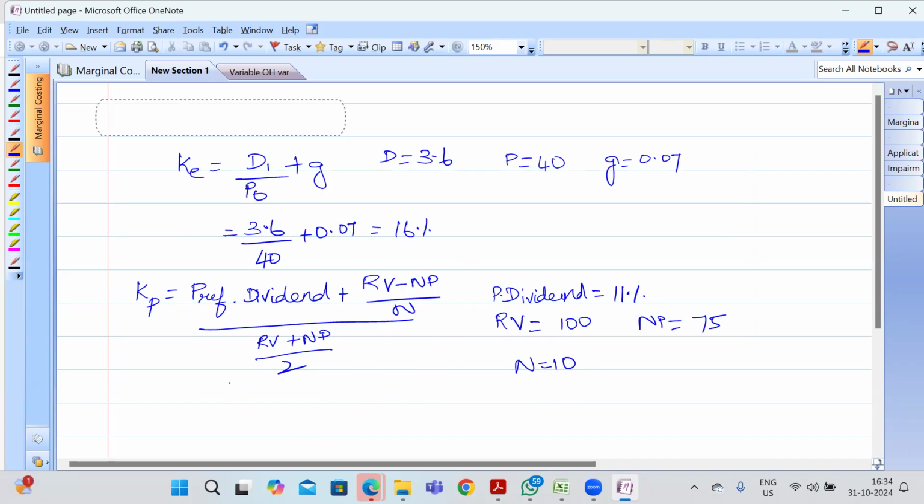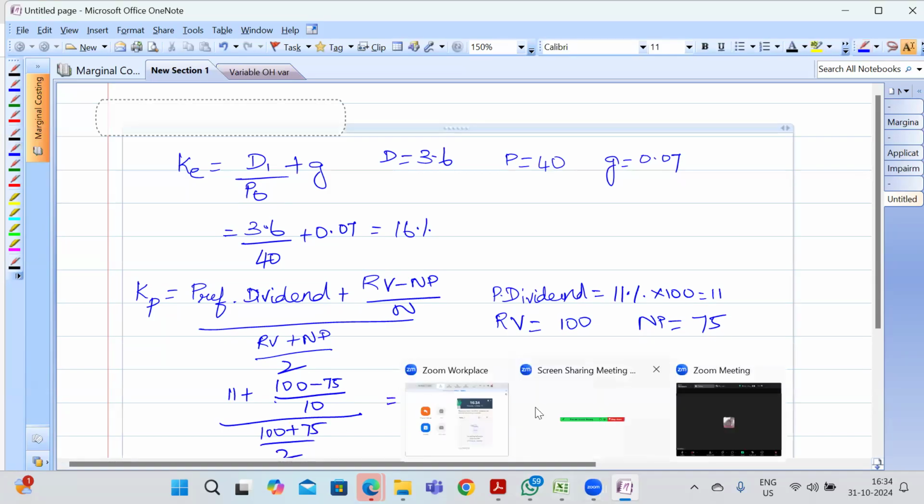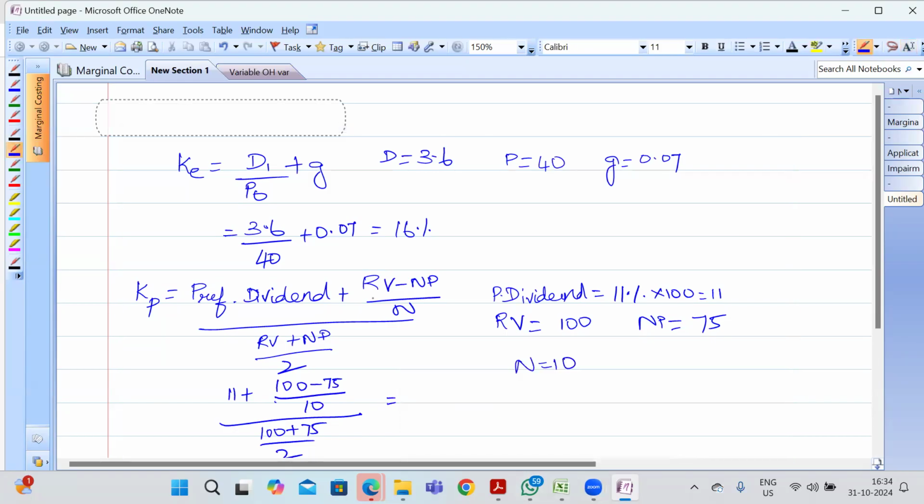11%, that is 11 plus. So 11% into 100, you will be getting 11 rupees only. So 11 plus, RV minus NP, that is 100 minus 75 divided by 10. So this entire thing is divided by 100 plus 75 divided by 2. So if I am solving this, I will be getting 15.43 percentage.